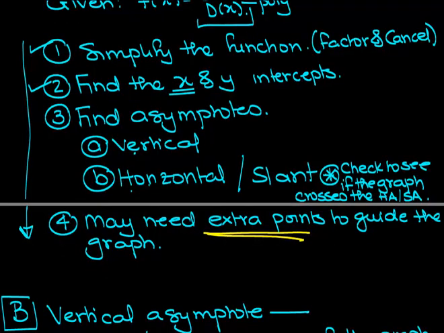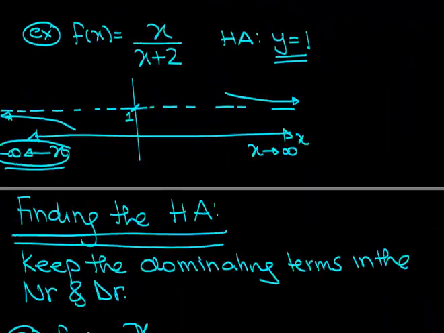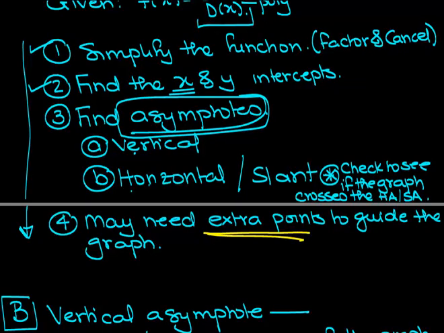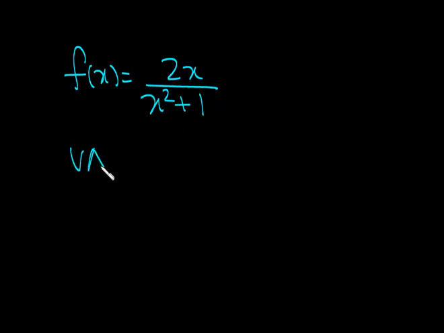Because we have a polynomial on the top and the bottom, we will have asymptotes we need to worry about. We don't always have asymptotes, just so you guys know. For example, if I had given you this function, let's say f of x is equal to 2x over x squared plus 1. Let's find the vertical asymptote.